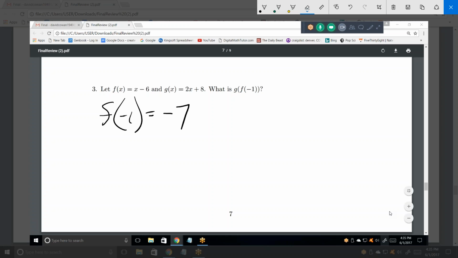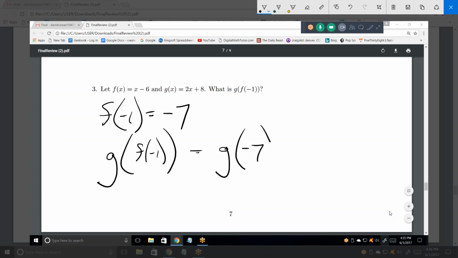Okay? Well, now, what is g? If I said, what is g of f of minus 1, that's the same thing as saying, what is g of minus 7, right? Figured out that f of minus 1 was minus 7, so now tell me what g of minus 7 is. G of minus 7 is minus 6.